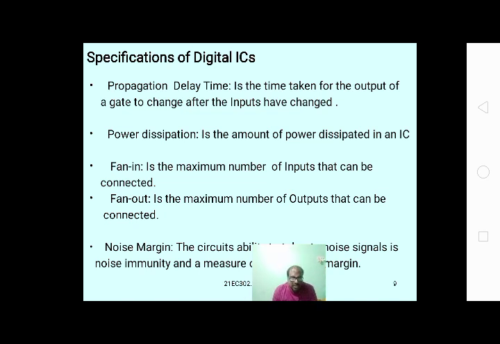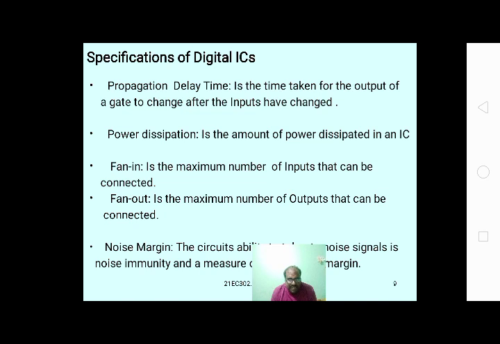Noise is an unwanted voltage induced by stray electric and magnetic fields when connecting wires between logic circuits. In a logic circuit, this may produce undesired operation. Hence, the ability of a circuit to tolerate these noise signals is known as noise immunity, a quantitative measure of which is called noise margin. The ability of a circuit to operate in a noisy environment is important in many applications.